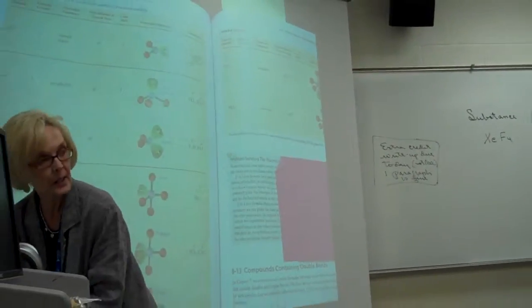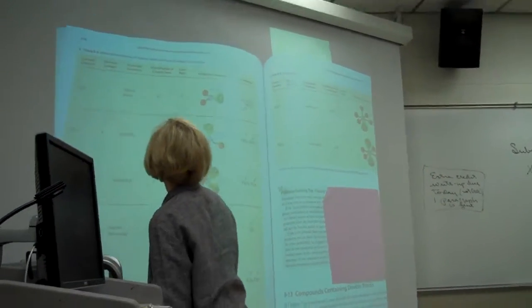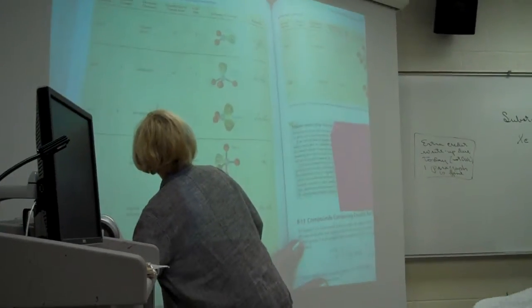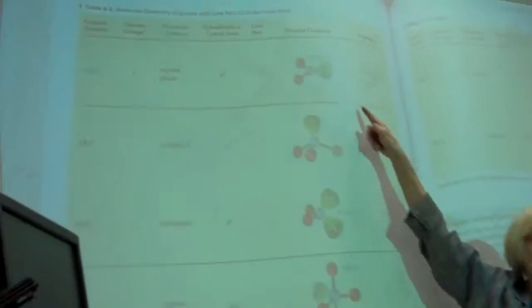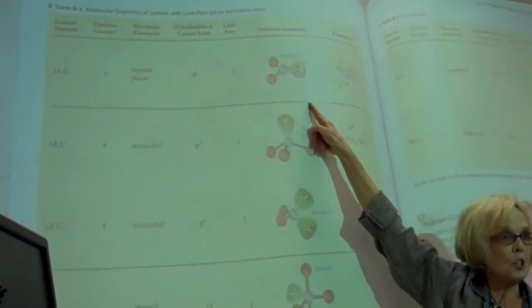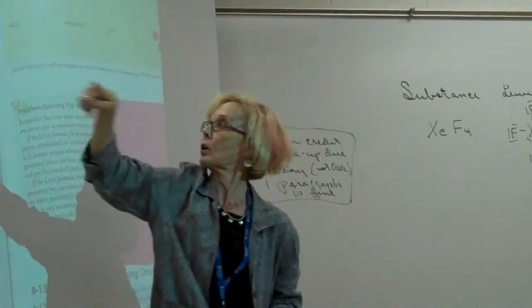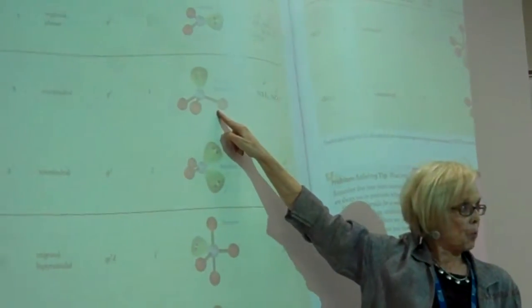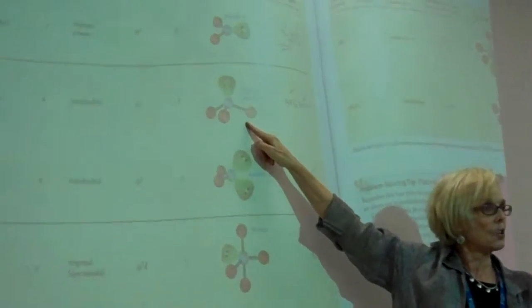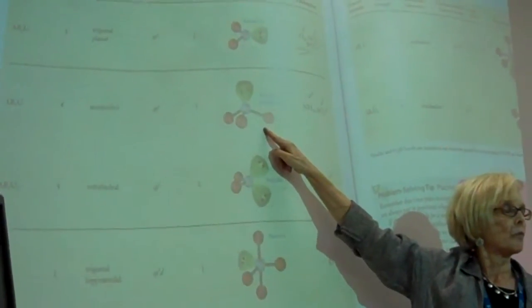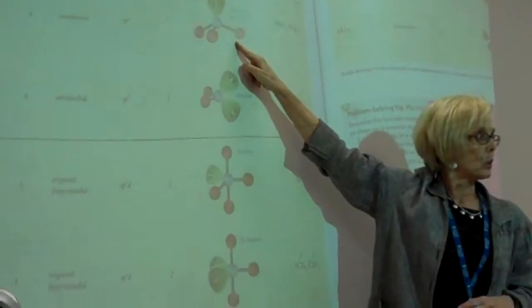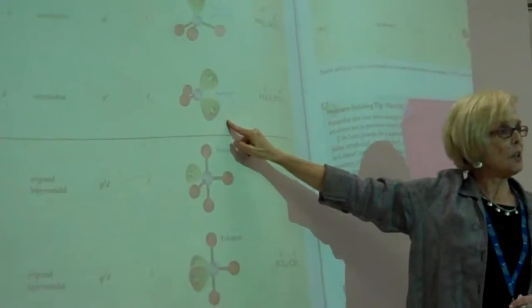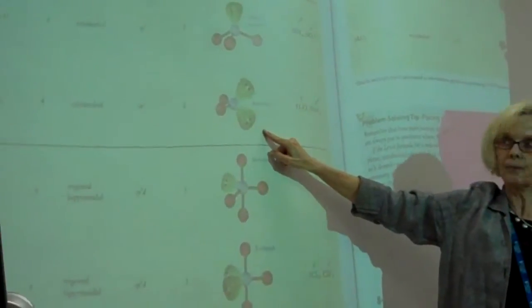Now, let's go back to here. This is your table 8-3 on page 316. This is a really good table. Let's just run down through it quickly. AB2 with 1 lone pair. Polar or non-polar? Polar. AB3 with 1 lone pair. What's that molecular shape? Trigonal pyramid. Good. Polar or non-polar? Polar.